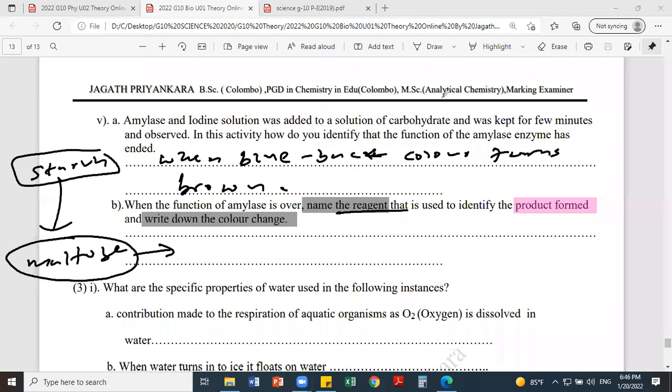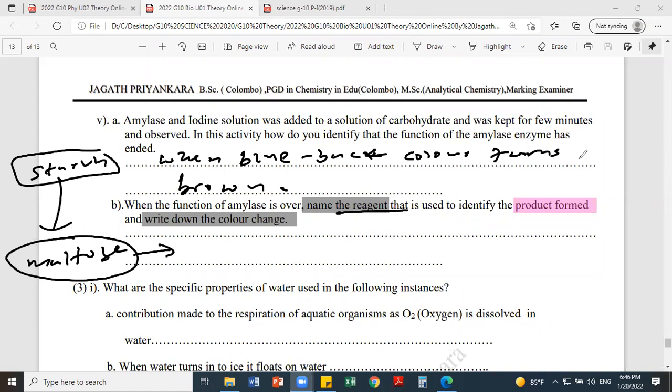Who can give me the answer for part B? What is used to identify this? Any volunteers? What is used to identify maltose? When the starch is completely converted into maltose, what is the reagent used to identify it? Part B, any volunteers? The answer? And you need to give the color change also. Yes, Sohana? Benedict solution. Very good, Benedict solution.